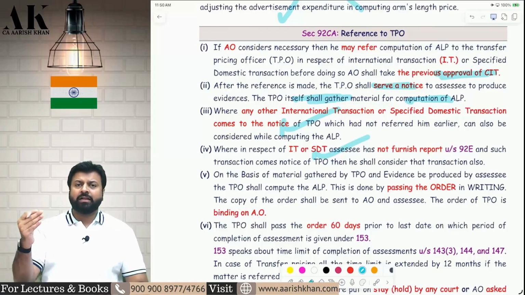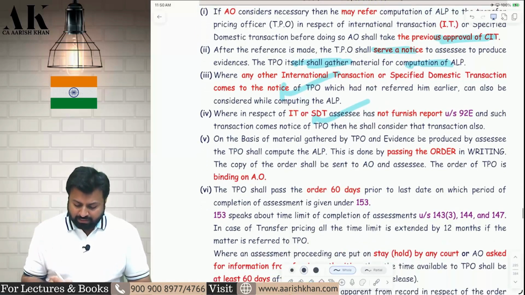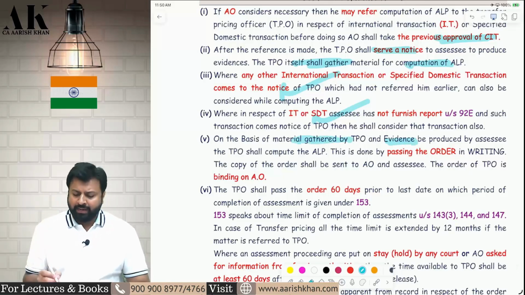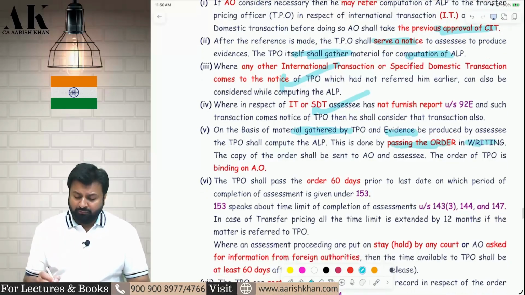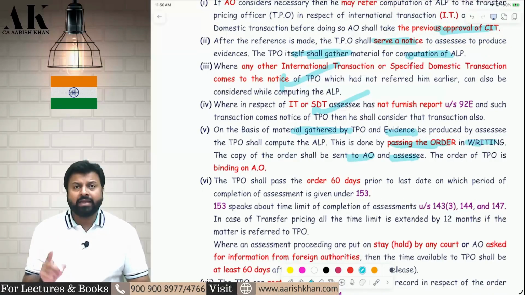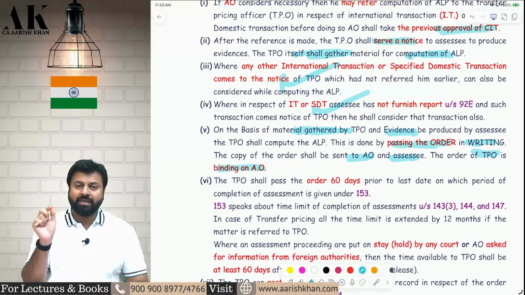So after that, the TPO will do that. TPO will gather all the evidence from the assessee. TPO will also gather all the evidence from its own end, and then he will pass an order in writing. The order of TPO will be given to the AO and to the assessee, and the order of the TPO will be binding on the AO. Whatever the TPO will be saying, AO has to follow that.